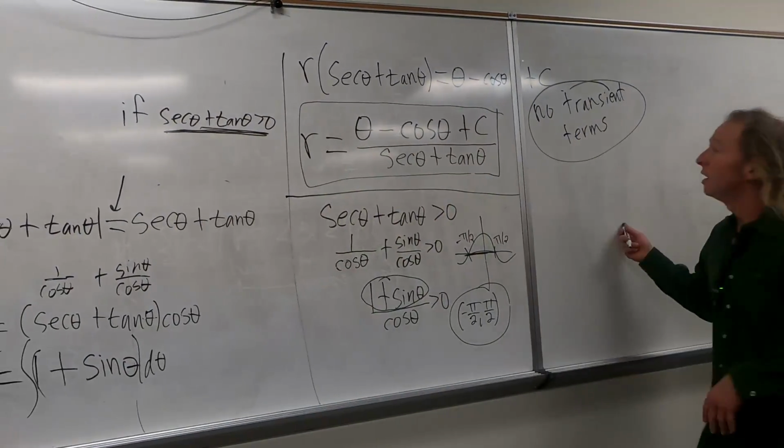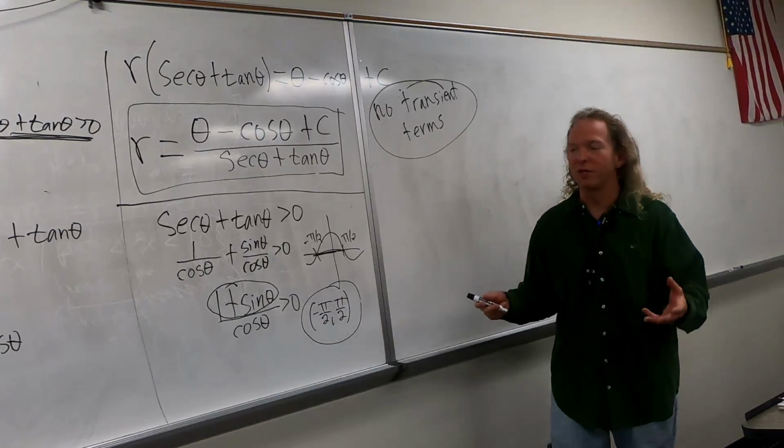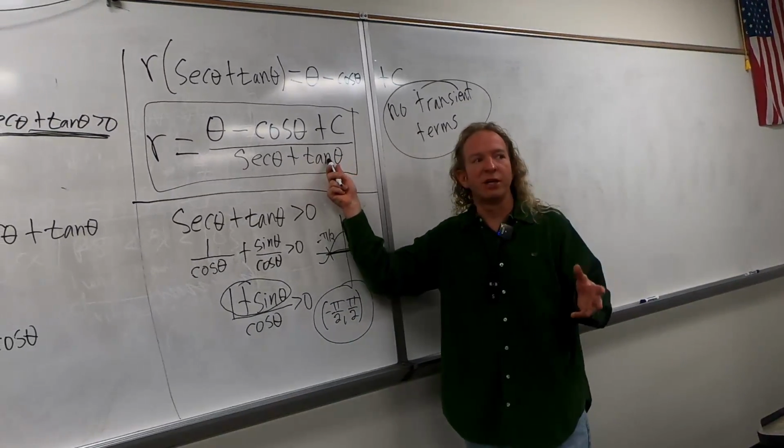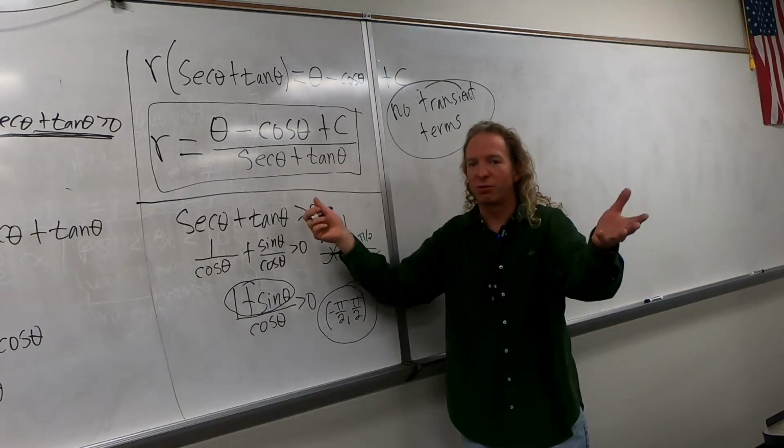Absolutely, yes, good. So transient terms are terms that approach 0 when theta approaches infinity. So here, secant and tangent, you can't let theta approach infinity. It doesn't make any sense to because these have vertical asymptotes. So there's no way you can approach infinity.